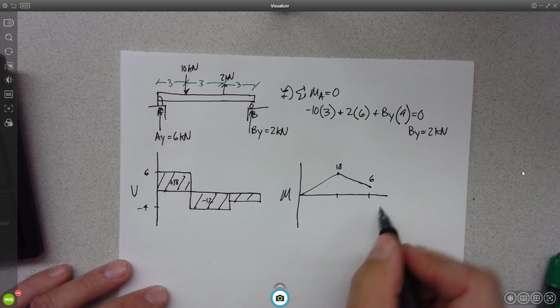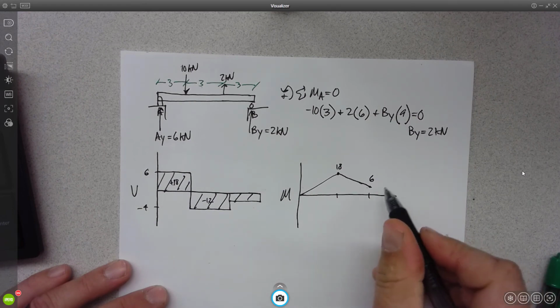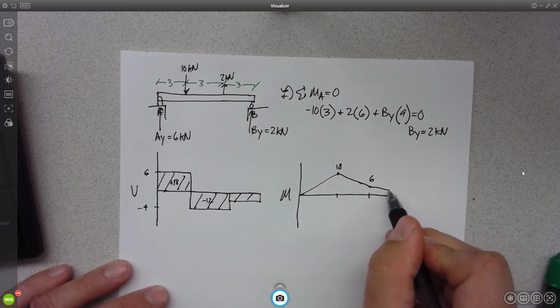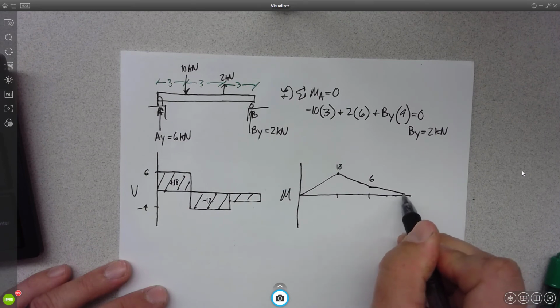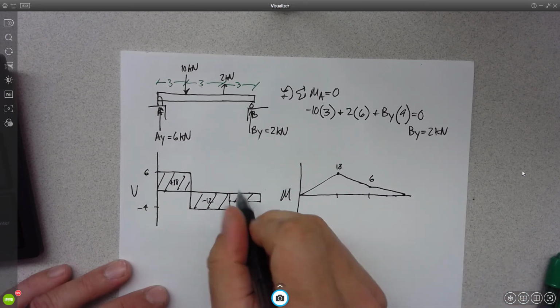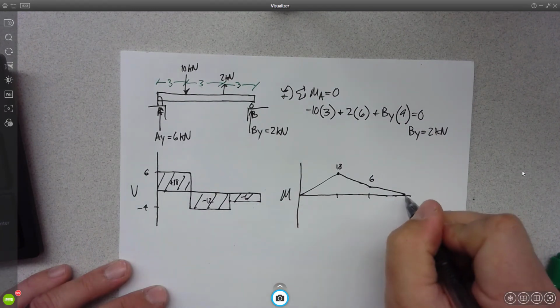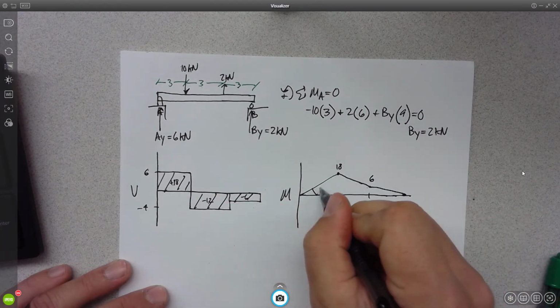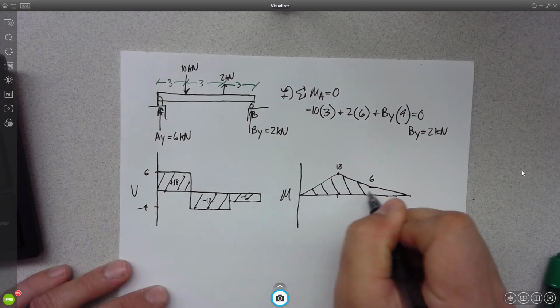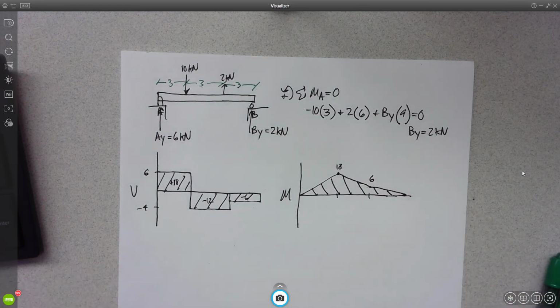Now what happens to my slope? Steeper or shallower? Shallower. Okay. The change would be 3 times 2, negative 6. Look at that. We end up at 0. I now have a moment diagram.